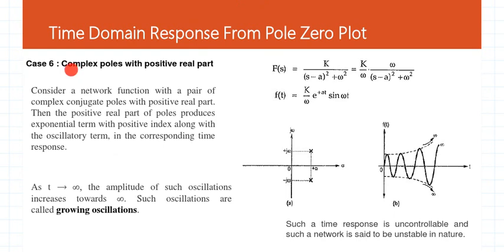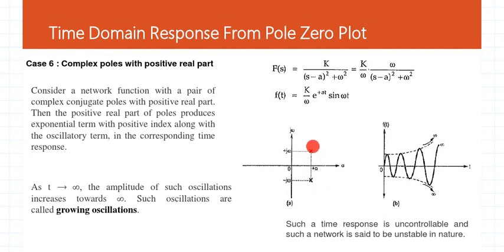Moving to the next case, complex poles with positive real part. The poles are complex, so you have complex conjugate poles with positive real part. Now you can see the poles are in the right half of the S-plane because of the positive real part. So what is the transfer function of such poles? The transfer function is as shown here, s minus a whole square plus omega square. So s minus a gives us a real positive part.